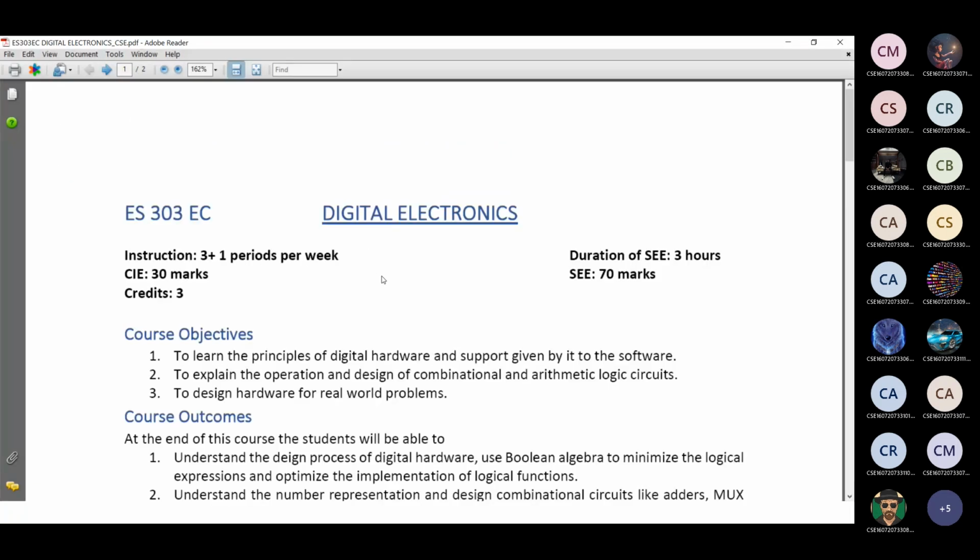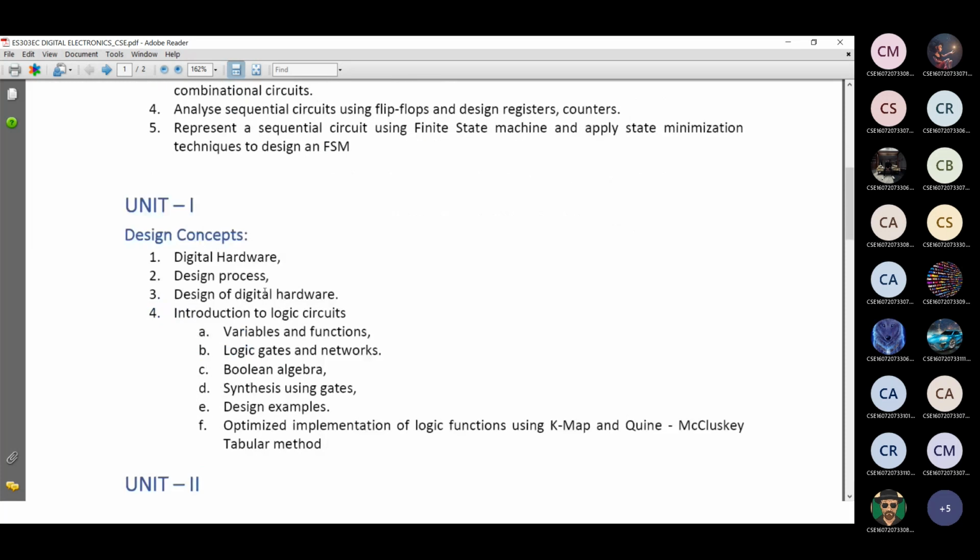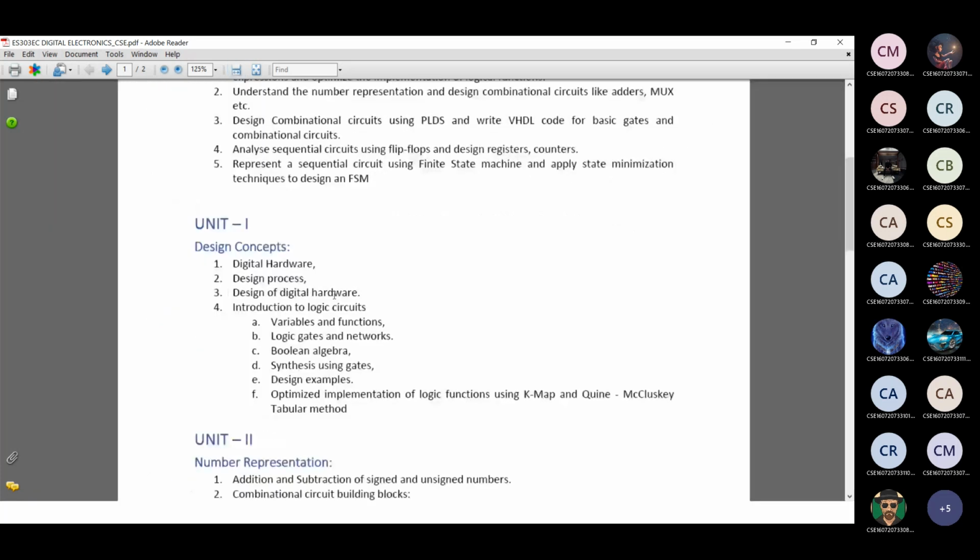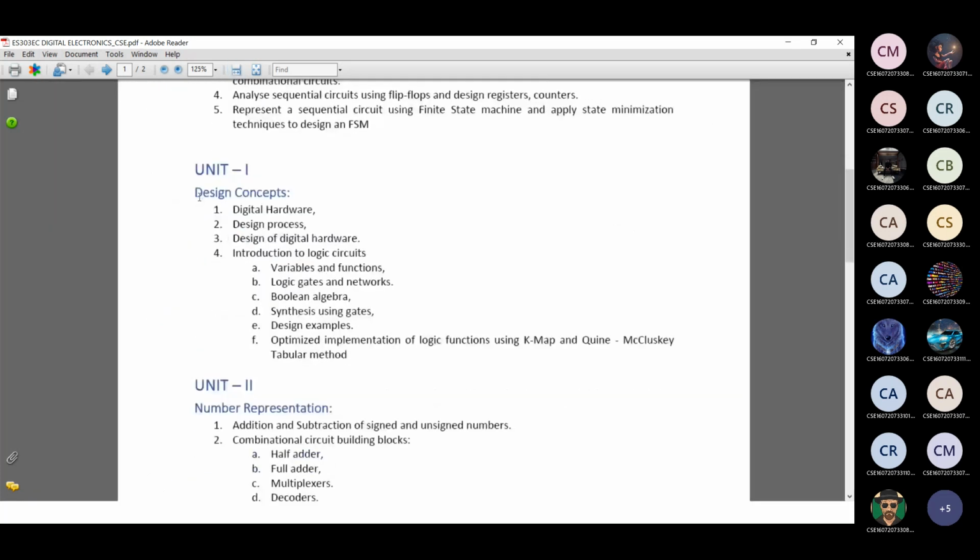So this is your syllabus, and the subject code is ES303EC, right? And following are the topics that we need to see. So unit number 1 basically deals with design concepts. Some basic definitions we need to know, which we have already discussed, like what is analog, discrete, and digital. Later we need to understand the number system concepts. After that, we need to know about what are variables and functions.